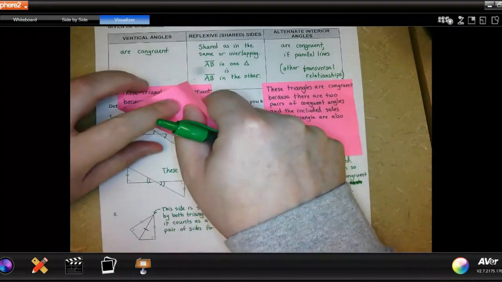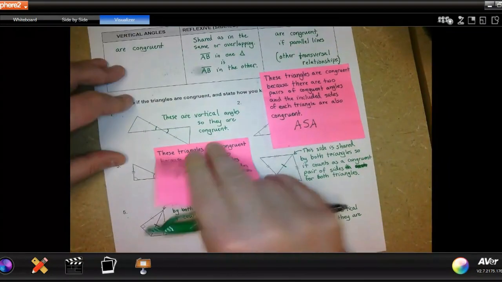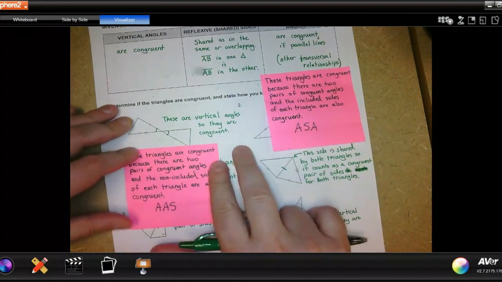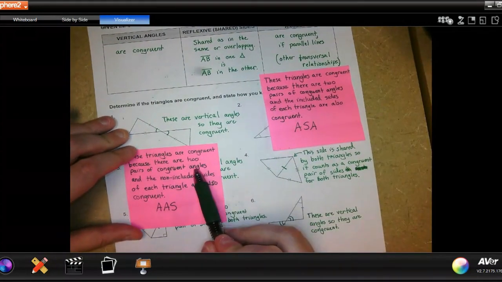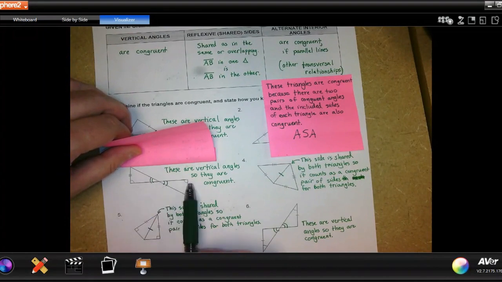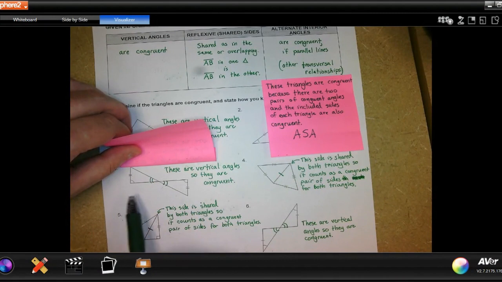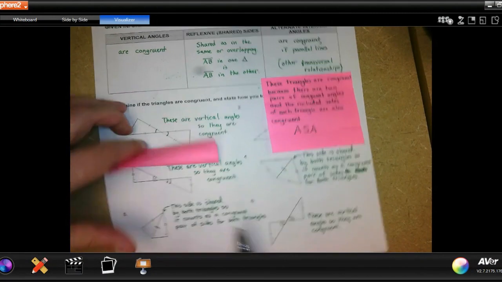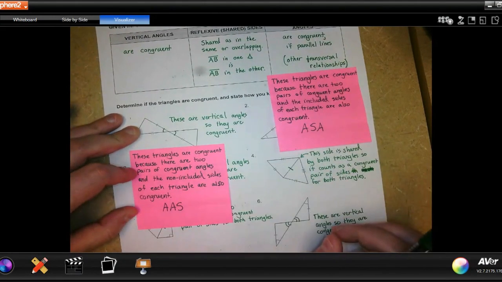Why do we have angle, angle, side? We have angle, angle, side because 2 pairs of congruent angles, once again, 1 pair, 2 pair, and then the congruent side pair not included. This side does not connect these 2 angles. Angle, angle, side.